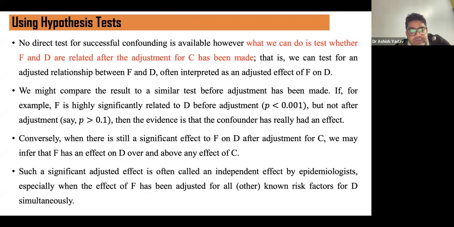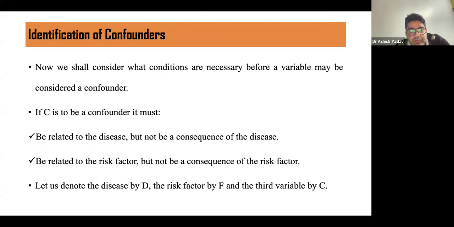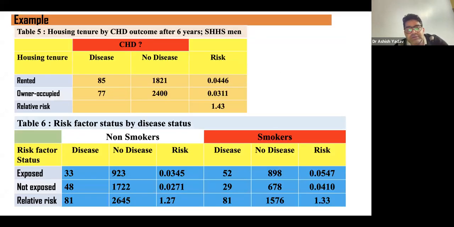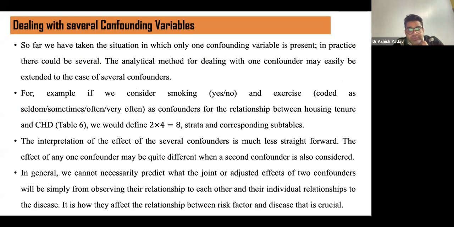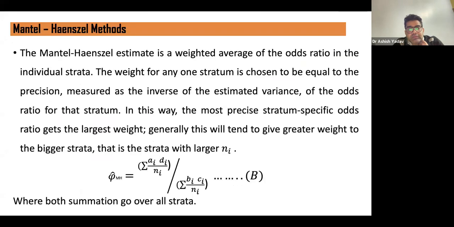Let's go to table number 6. Housing tenure is there and smoking effect is there, and we want to find out for more than one confounding effect. How can we calculate it? We can calculate it using the Mantel-Haenszel approach, let me show you here. This Mantel-Haenszel approach uses this formula: summation AiDi by Ni divided by summation BiCi by Ni.